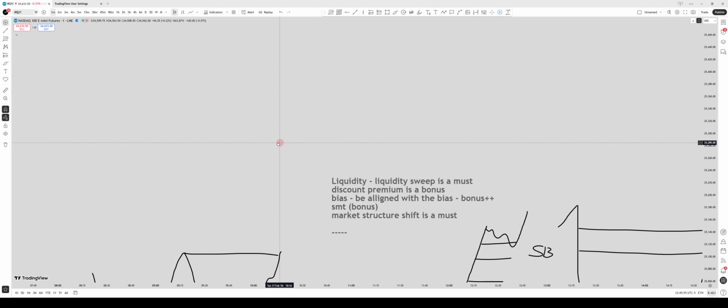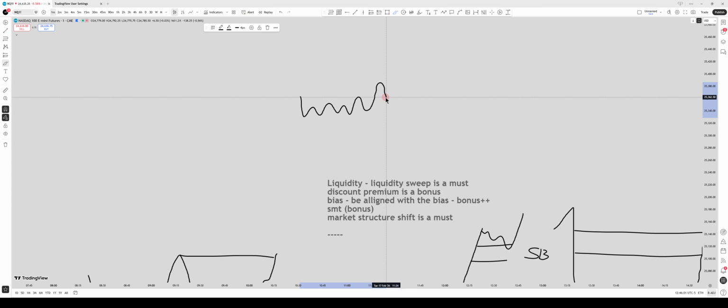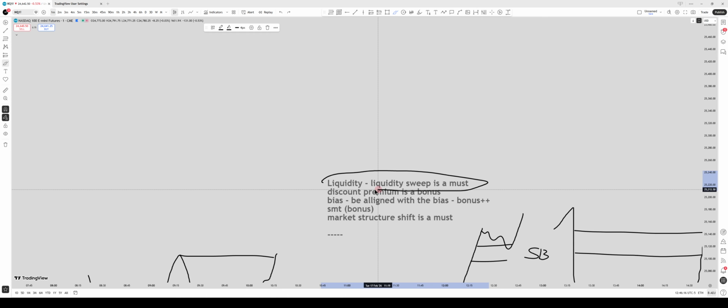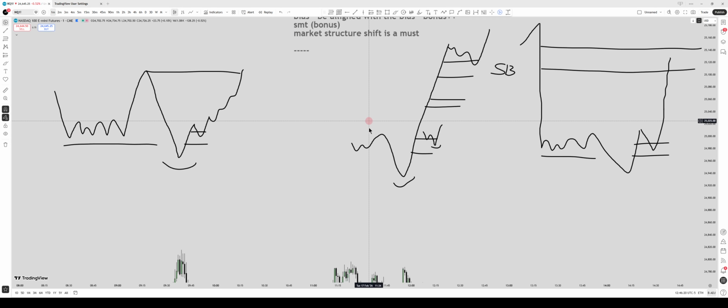What to avoid is, let's say we had liquidity and a move up, and then it comes back down, and then it moves back up, and then it forms a suspension block. I would not take that. Why? Because there is liquidity resting below here. So it's always important to keep in mind the liquidity. The liquidity sweep is a must.